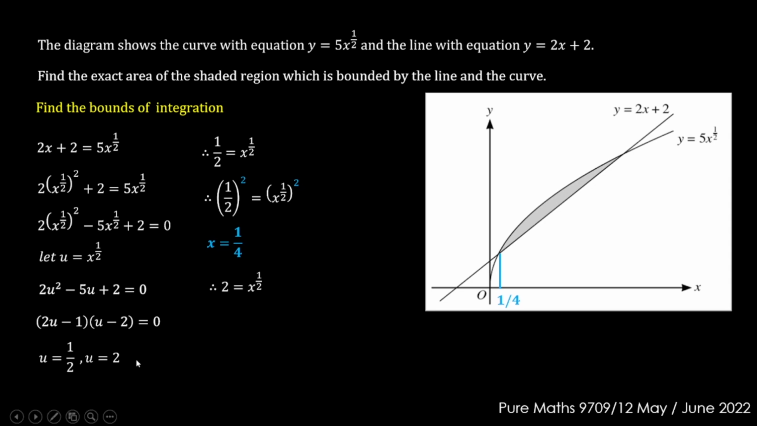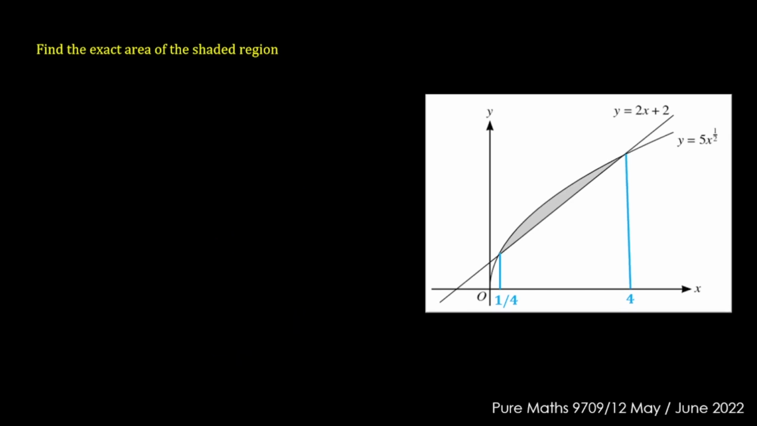And when u equals 2, we can write 2 equals x power half. Square both sides, and x equals 4. You can see now we need to integrate between a quarter and 4. The upper bound is 4 and the lower bound is a quarter. What we'll do now is find the exact area of the shaded region.